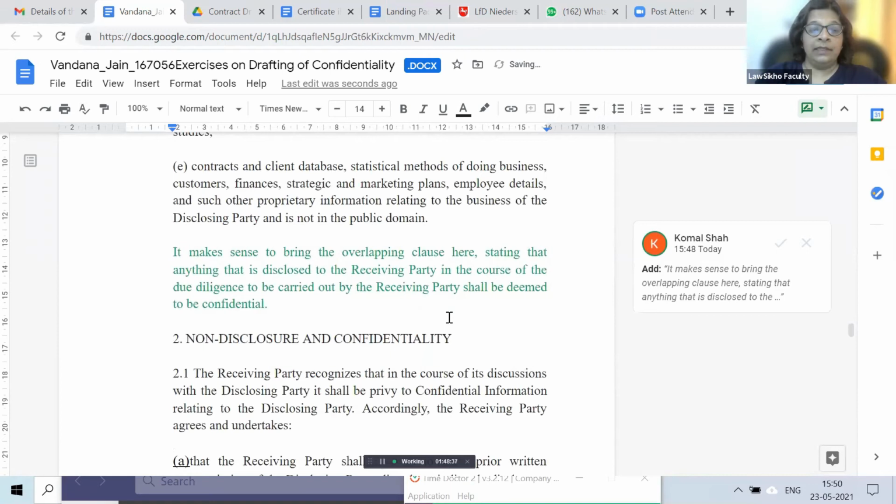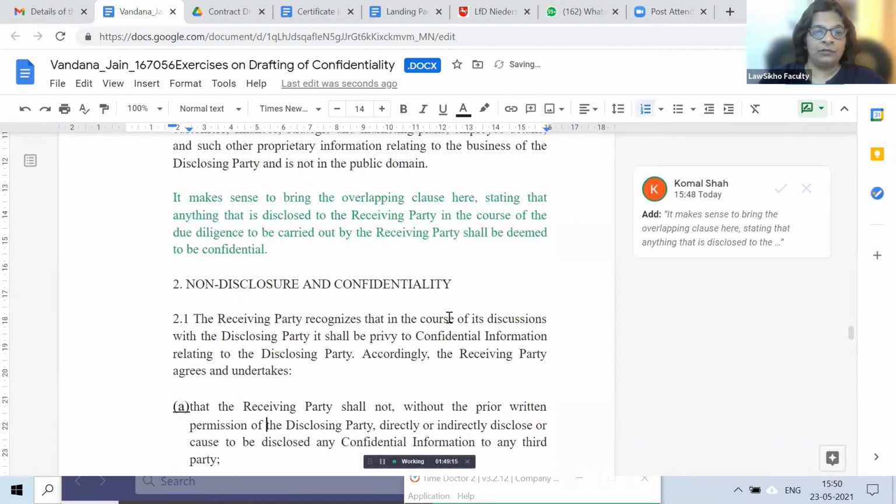The receiving party recognizes that it will be private or confidential information. Everything in this agreement will hinge upon how the confidential information is defined. Okay. The remaining things are just cursory, how it works or how many exceptions you put to it. All of those things are more boilerplate kind of. But a lot of things will depend upon how you define the confidential information.